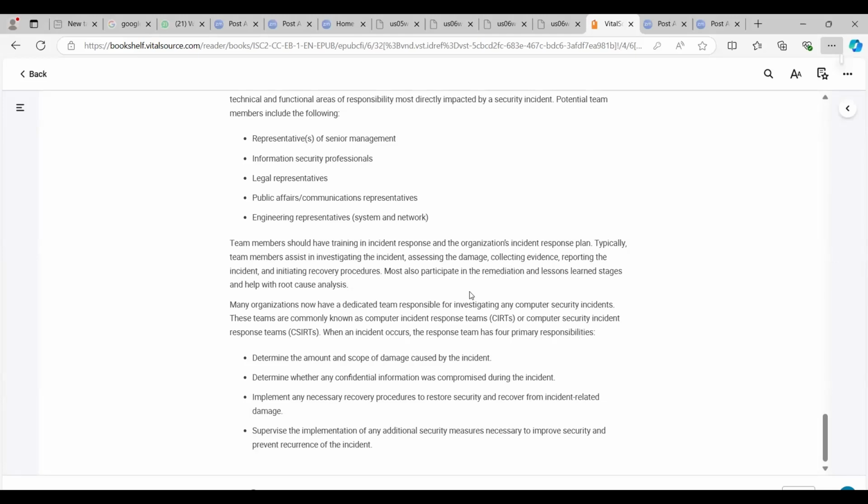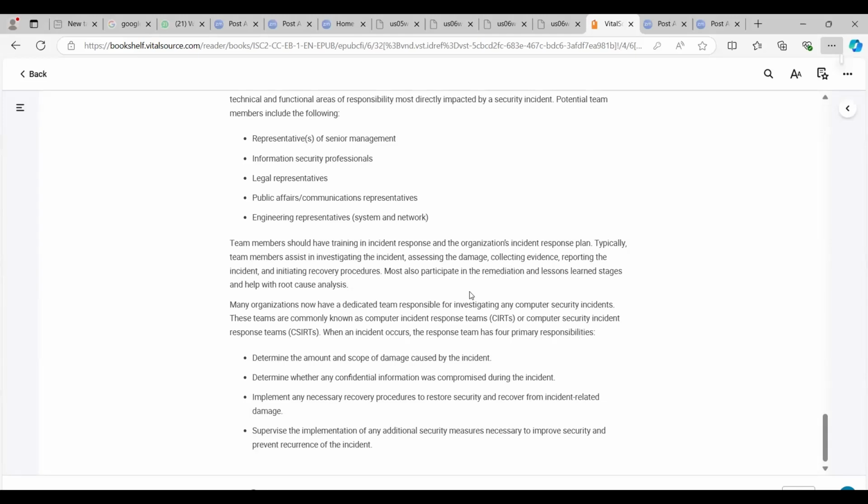So they will implement any necessary recovery procedure to restore security and recover from incident-related damage. Also, they will be the one to supervise the implementation of any additional security measure necessary to improve security and prevent recurrence of the incident.